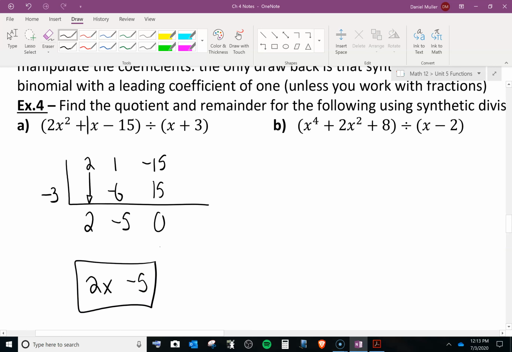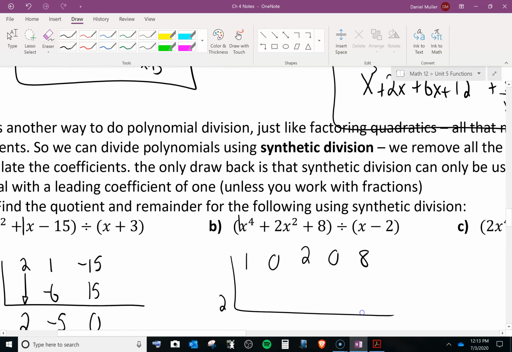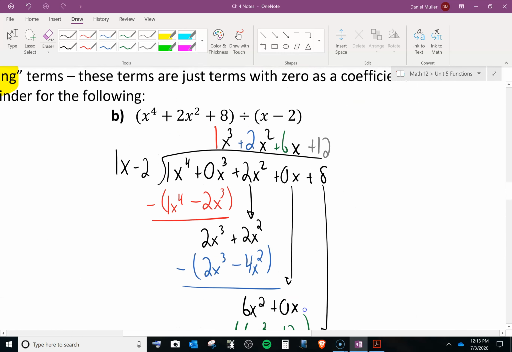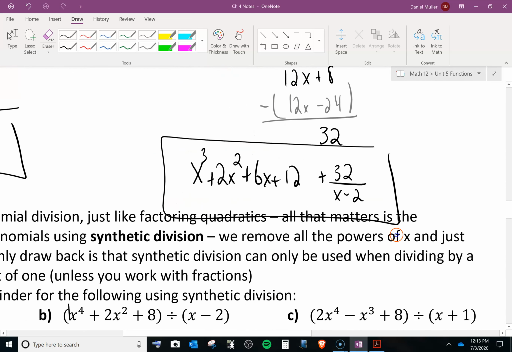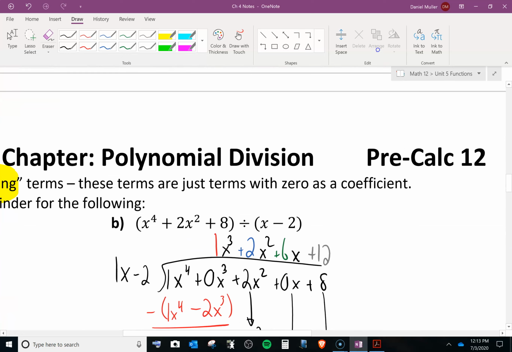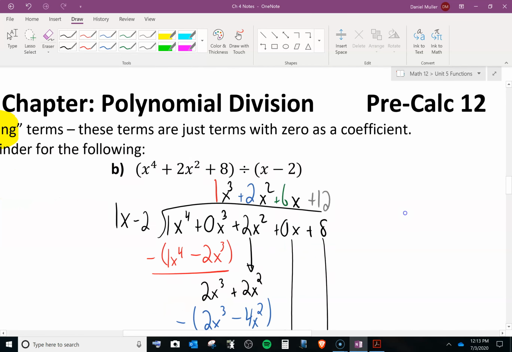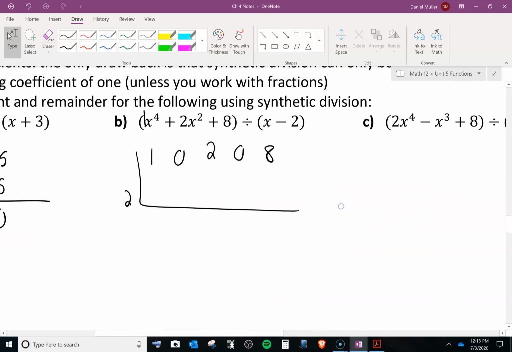Let's try another one here before we even get too far. So this is a minus 2, but then we're subtracting that minus 2, so minus minus 2, which will just become a positive 2. Now here, let's write down the numbers. So we've got a 1, x to the 4. We have 0 x cubes, they're missing. We have 2x squared. We have 0 x's, they're missing, and then we have an 8. This is the exact same question that we did up here. And again, we're really just looking for these numbers: 1, 2, 6, 12.